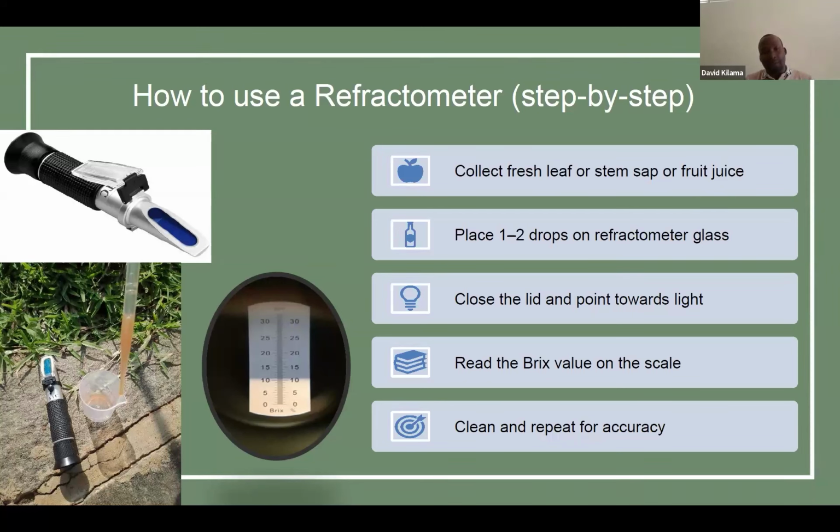So this is the photo of the refractometer. Then in the lower circle is how the reading looks. If you put your eye to the refractometer, this is what you're going to see. Read the Brix value on the scale, then clean the refractometer for accuracy. You can repeat as many times as possible with the same sample to confirm your reading. And this is how you're going to interpret it in the next slide.